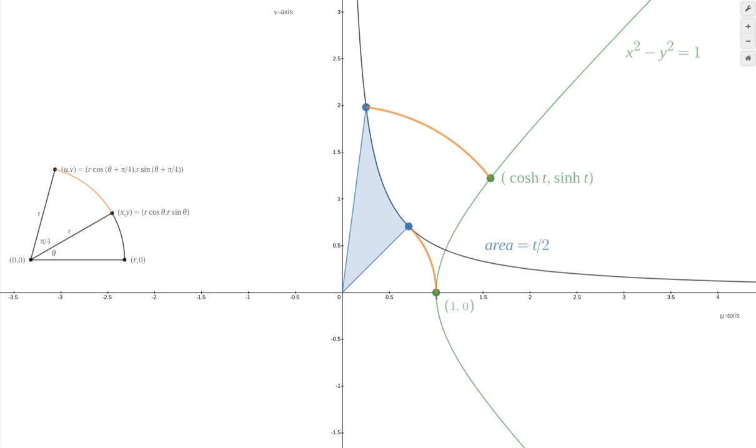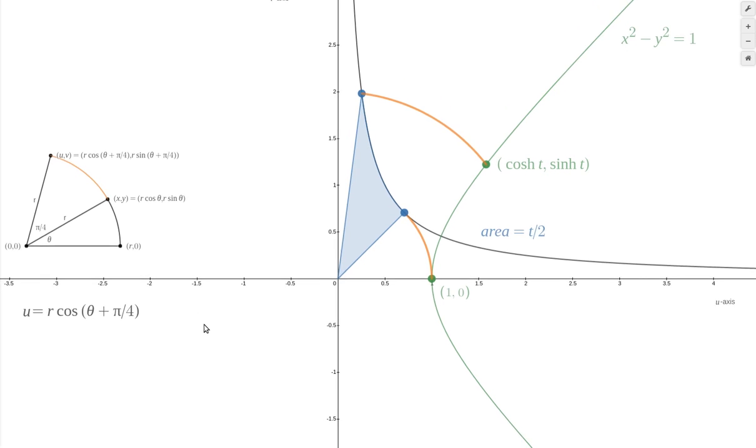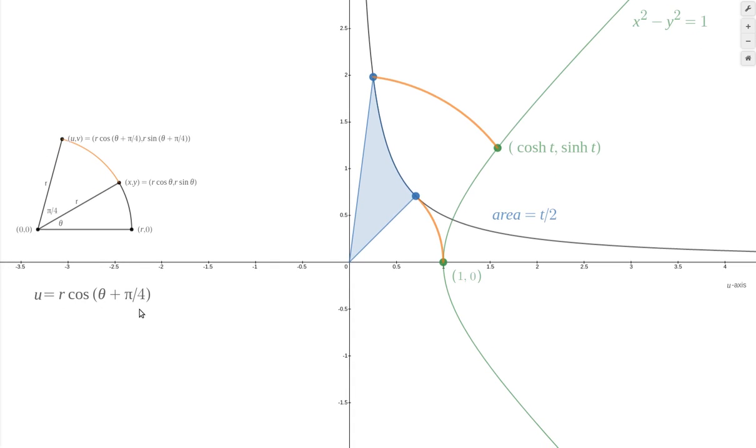If we were to rotate an additional 45 degrees, or pi over 4 radians, we can see that the value r, the distance from the origin, does not change. But the angle, of course, changes by exactly the amount pi over 4. Well, this cosine of a sum and sine of a sum are something we know how to compute. So let's look at u. If u is r cosine of the sum of two angles, we can use a trig identity to expand that.